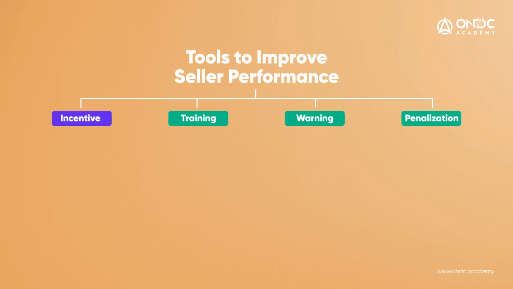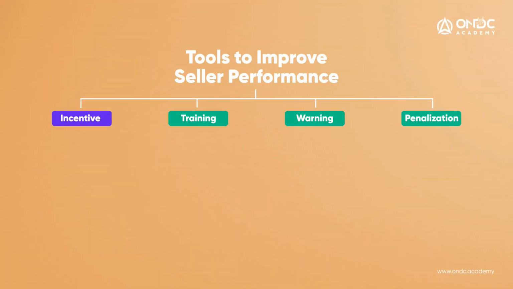Giving sellers performance incentives can inspire them to boost their productivity. When sellers meet a certain performance standard, such as the scale of growth or operational success, you can create different incentives to acknowledge their achievements and make them feel valued. This will encourage them to improve even more.